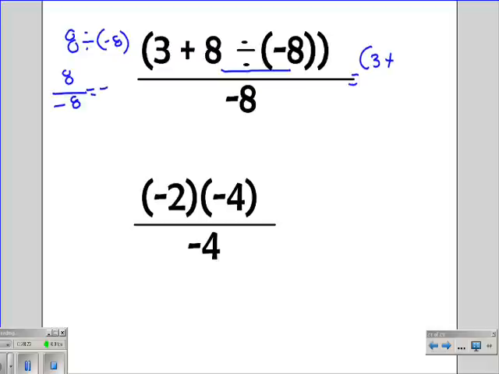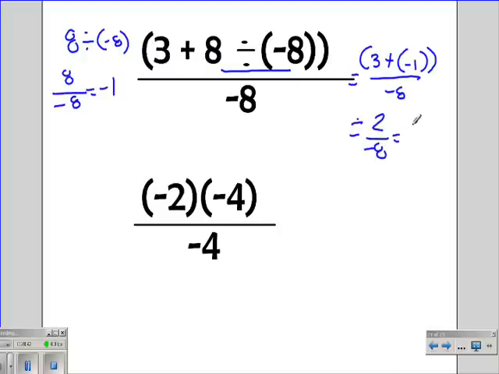Positive over negative, I know it's going to be negative. 8 over 8 is 1. So I have that plus a negative 1 all over negative 8. Forgot a parenthesis there. And that's going to equal 3 plus negative 1 is going to be 2 over negative 8.